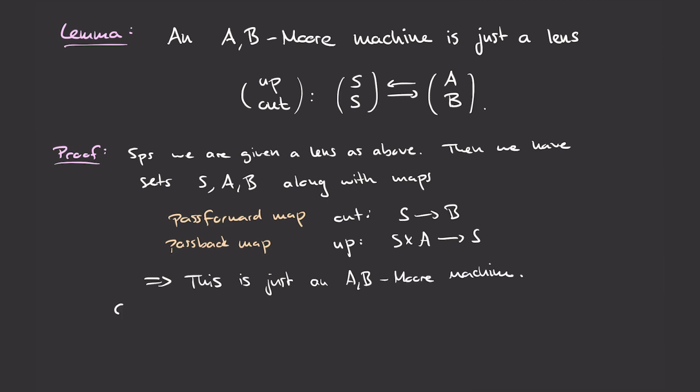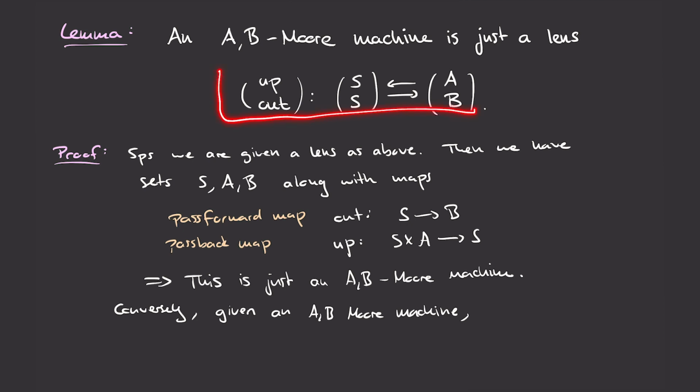Now, conversely, if we're given some AB Moore machine, then we have the data necessary to specify a lens of this type. Why is this? Well, again, an AB Moore machine, we can just use this above part of the proof, consists of these three sets along with these two maps, and we've seen that that's exactly what we need to specify a lens of this type.